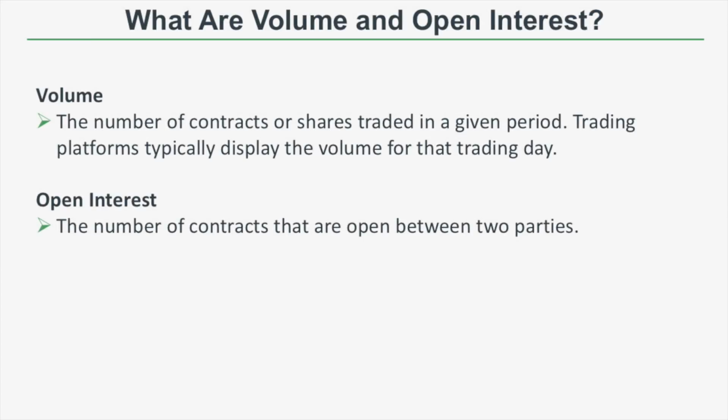So what are volume and open interest? Well, volume is just the number of contracts or shares that have been traded in a given period. Now typically volume will be on a per trading day basis, so if you're looking at your trading platform, you're on the option chain and you see a column called volume, that's going to show you the volume for that particular trading day. Now, open interest represents the total number of option contracts that are open between two parties. So it's a little bit different than volume, but don't worry, we're going to look at some specific examples of open interest in a couple minutes.